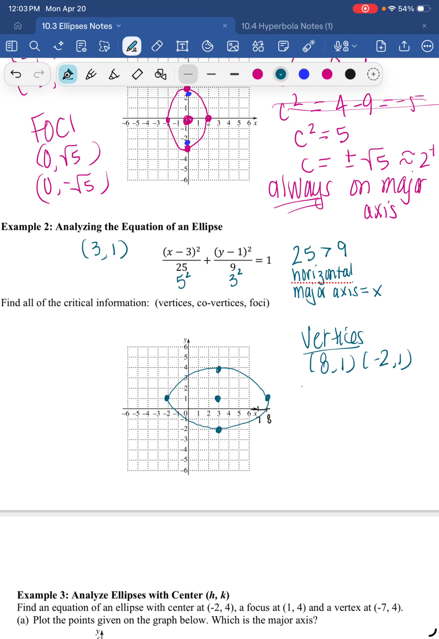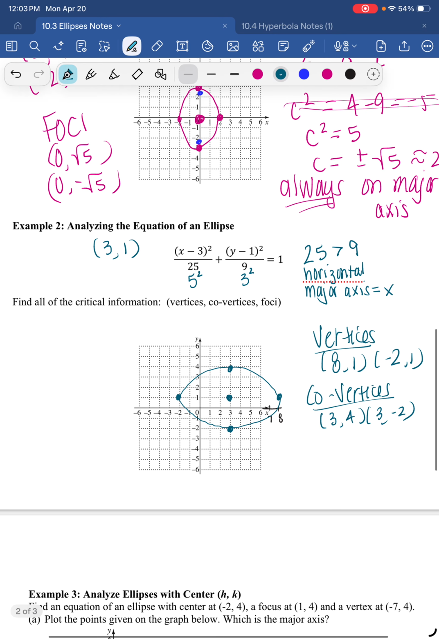So my covertices, it is important that you distinguish between covertices and vertices. That's at (3, 4) and (3, -2). And now the foci are super important.